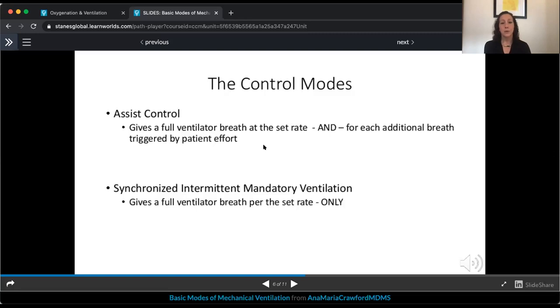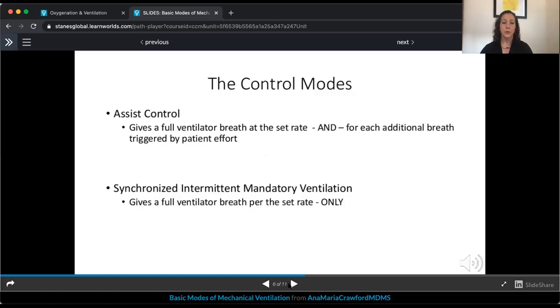Synchronized intermittent mandatory ventilation, if you set the rate at 15, that patient will receive those 15 ventilator breaths. But what if the patient breathes at 20? That patient will only receive 15 breaths per minute. So with synchronized intermittent mandatory ventilation, if you set a rate and your patient breathes more than that, they're breathing on their own for those additional breaths. However, in assist control, if your patient breathes more than that, they still get a full breath from the ventilator. This is the big difference between assist control and SIMV.